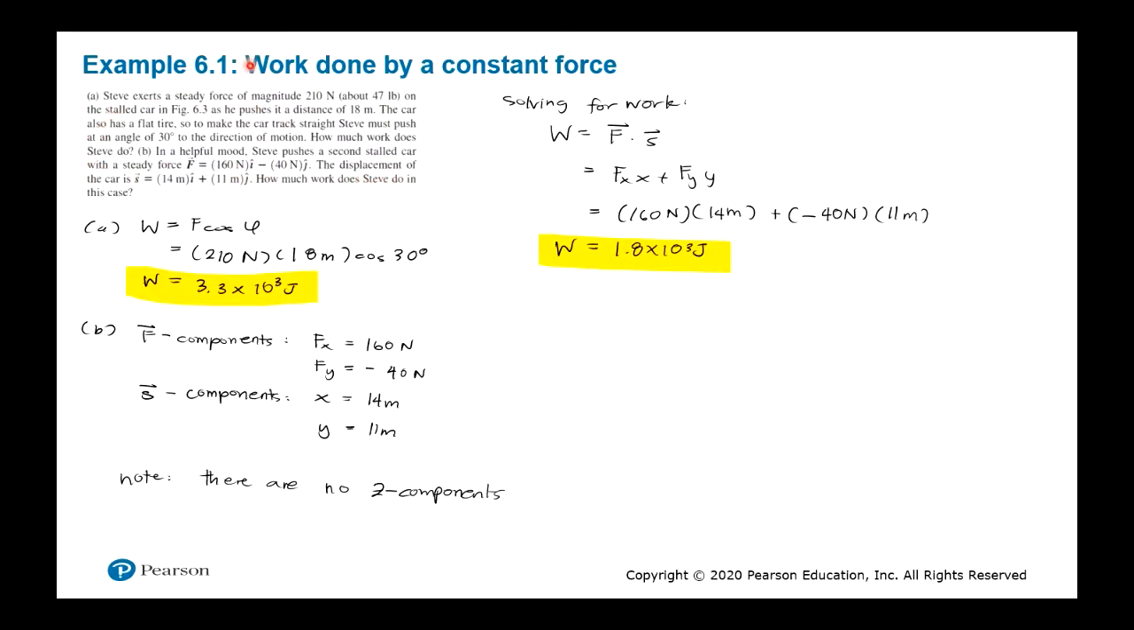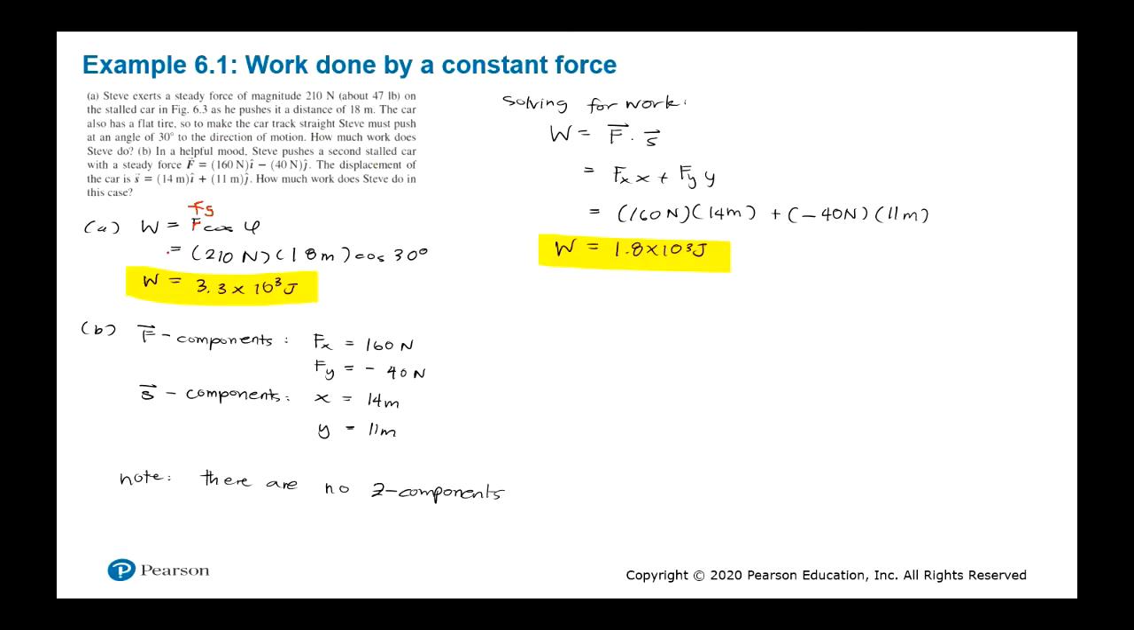Okay, so let's start with A. You are given a force and you are given an angle, and you're also given a distance, which is the magnitude of the displacement. Okay, so this is a typo. I'll just correct that right now. This should have an S here. Sorry. It should be FS. Okay, so this should be Fs cosine phi.